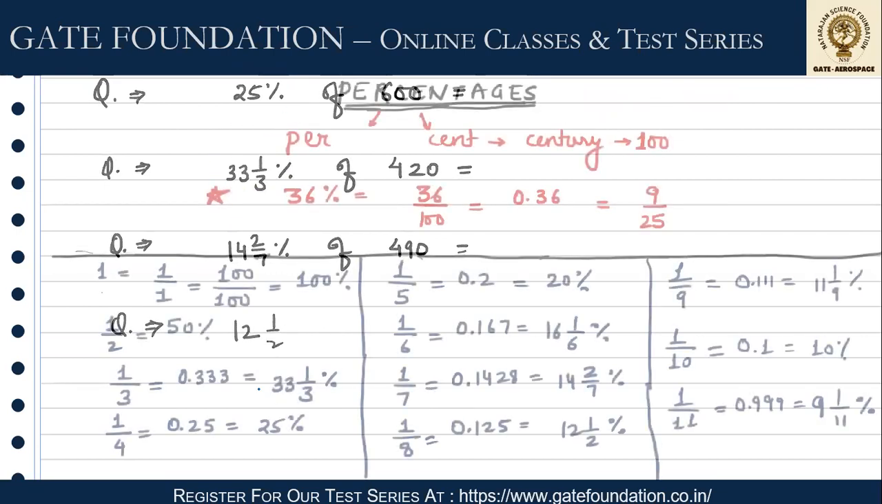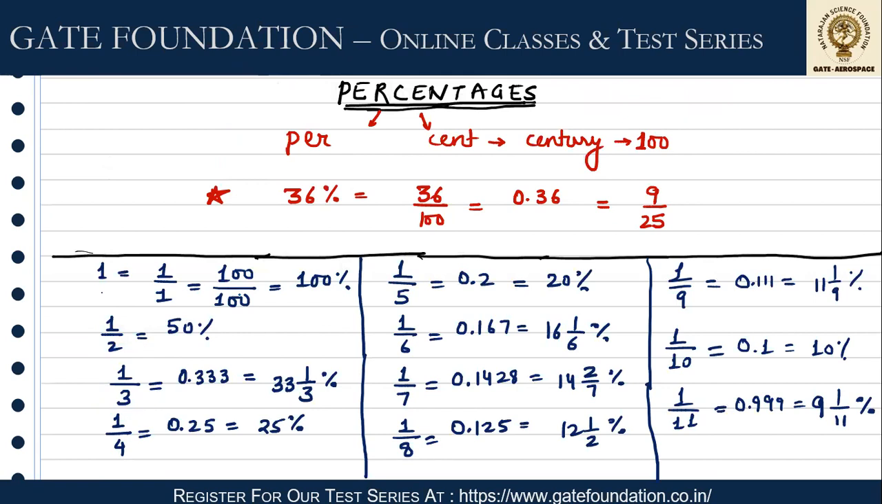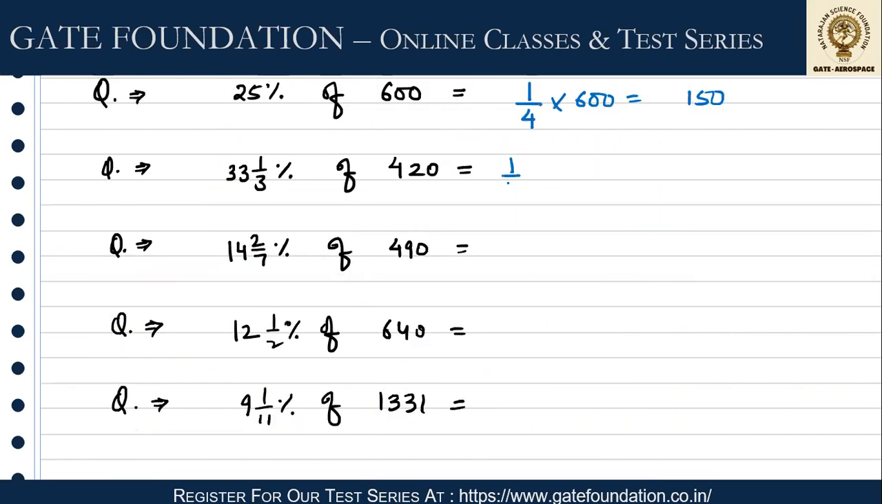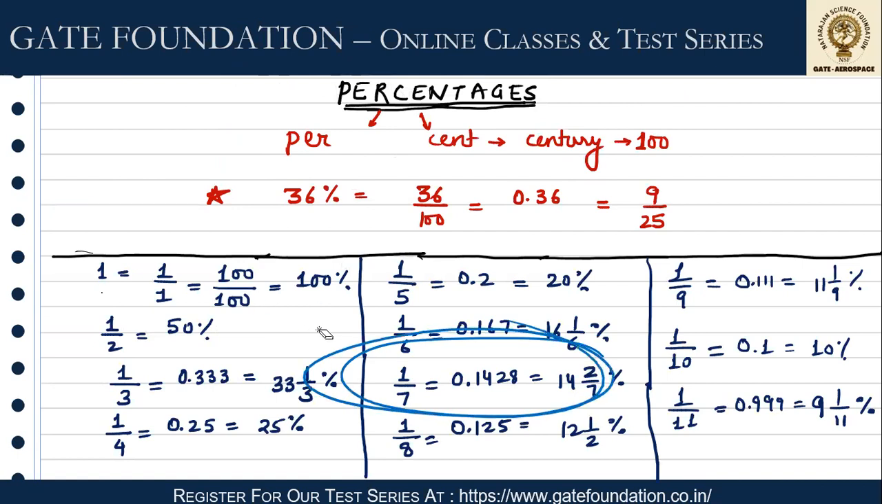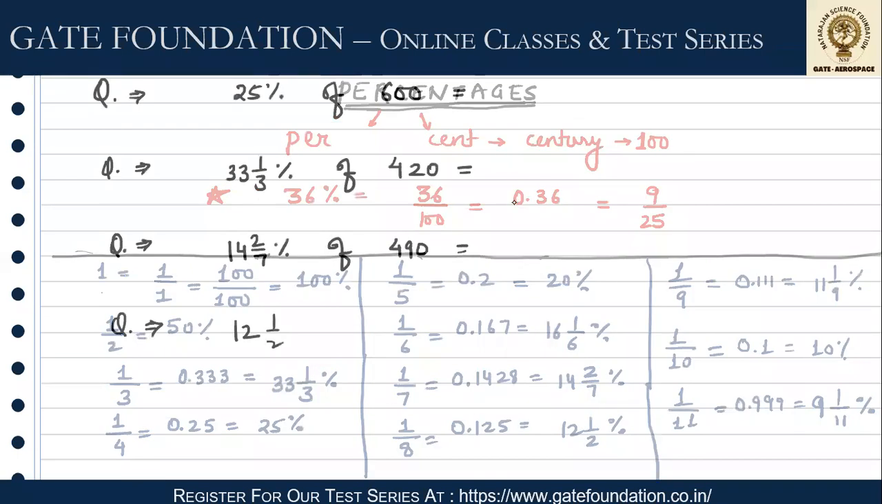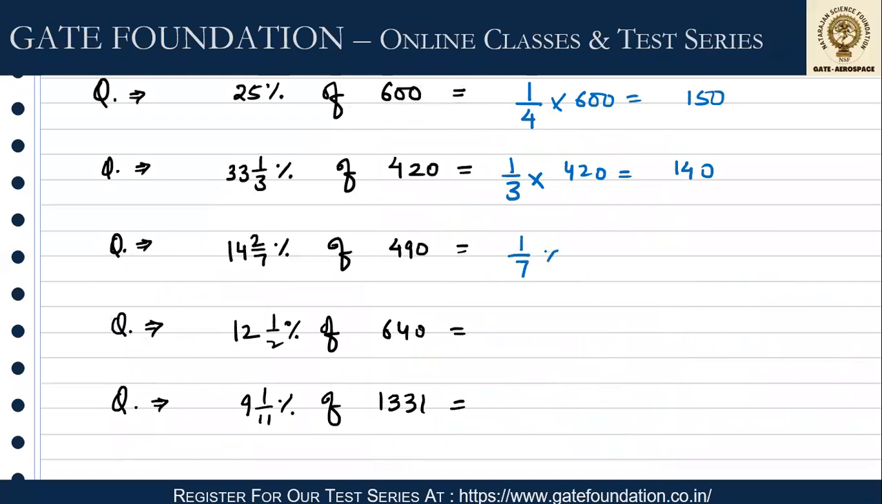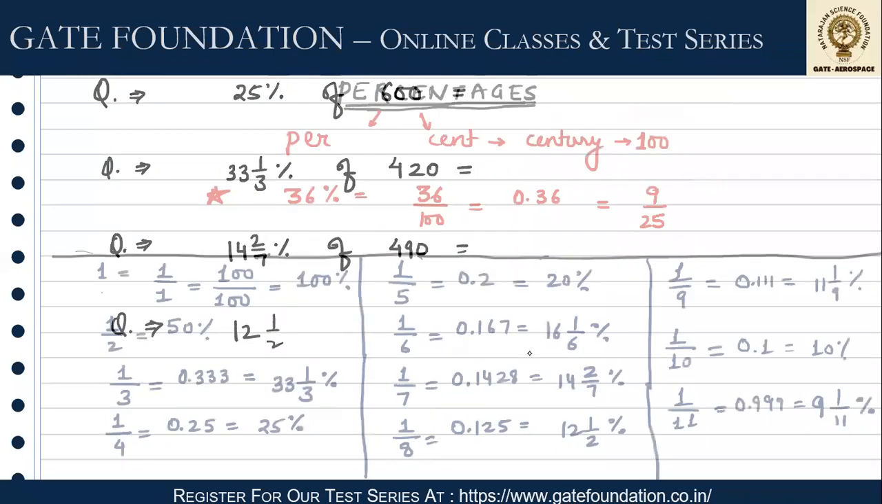33 1 by 3%, as you have seen in the previous slide, is equal to 1 by 3. So you need to divide the number by 3. That's it. 1 by 3 into 420 becomes 140. Again, 14 2 by 7% is equal to 1 by 7. So you just need to do 1 by 7 into 490. So percentage you can directly convert into fractions and use it.